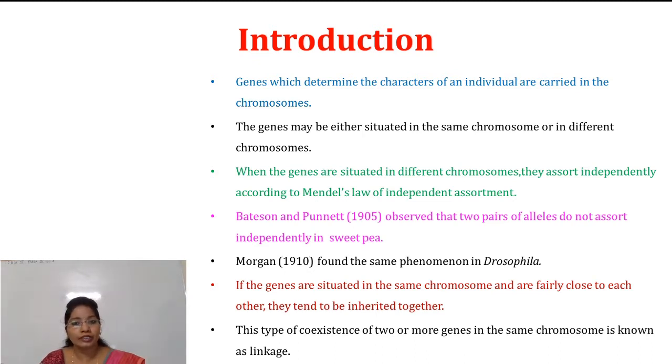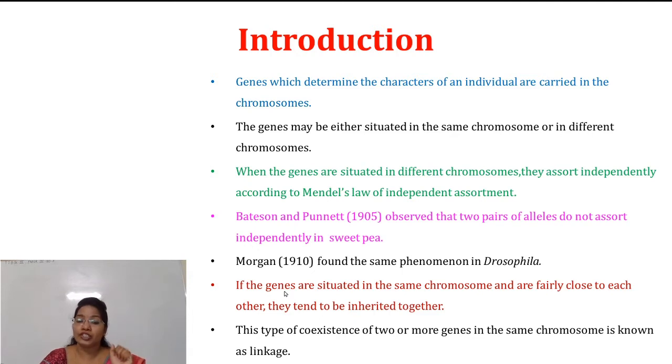There were two scientists, Bateson and Punnett, who in 1905 observed that the two pairs of alleles do not assort independently in the case of the sweet pea plant. Similar results were obtained by Morgan. In 1910, he found the same phenomenon in Drosophila.